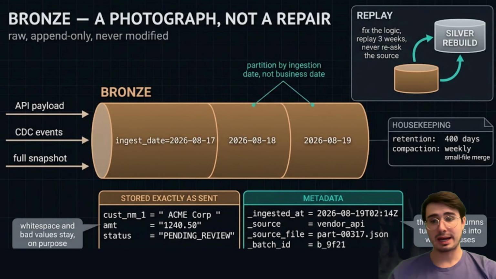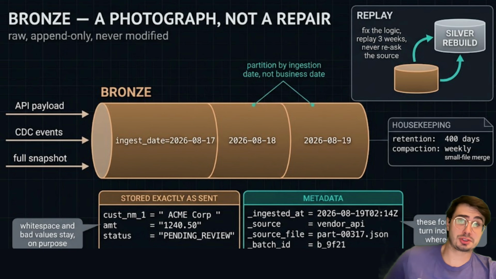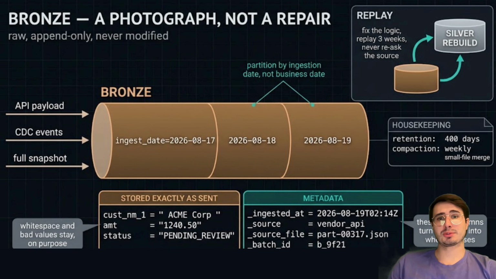Now the thing you do add to the data here is metadata about the load itself. On every bronze table you want to have the ingestion timestamp, the source system name, the source file name or partition or offset, and ideally also a batch identifier. These columns will cost you almost nothing in storage, and they turn "when did this row show up and where did it come from" from a research project into a where clause.